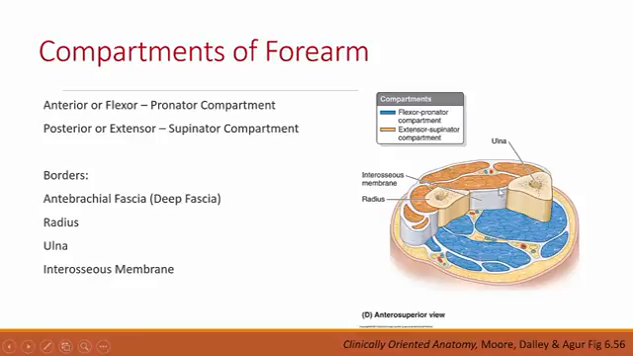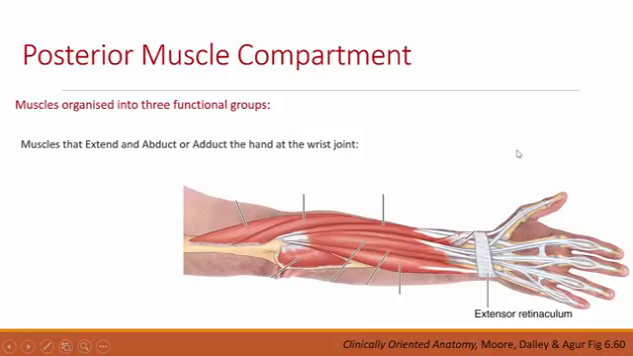We have the ulna, our interosseous membrane, obviously a membrane between bones, and we have the radius. Also our antebrachial or our deep fascia, this connective tissue here. Some people like to divide the posterior muscle compartment into different groups. We can see here we have one group which contain muscles that extend and abduct or adduct the hand at the wrist. So these are muscles that are just passing distal to the wrist joint and inserting onto bones just in the hand, so the carpals or the bases of metacarpals.